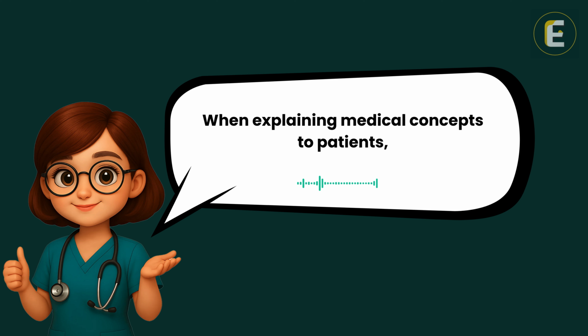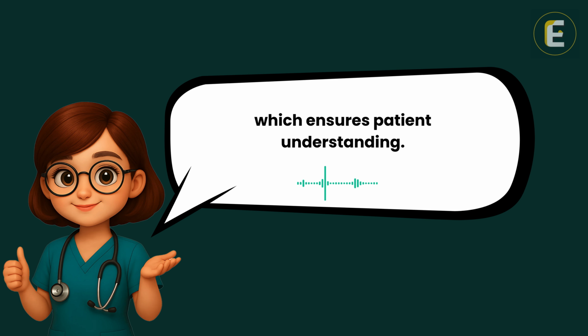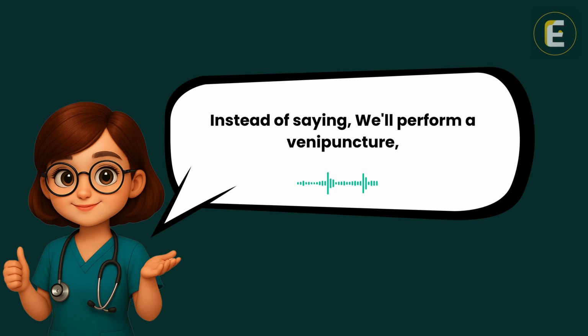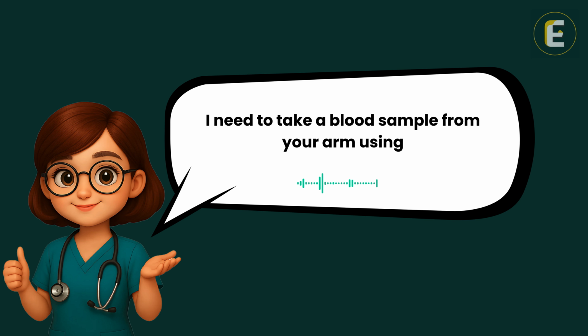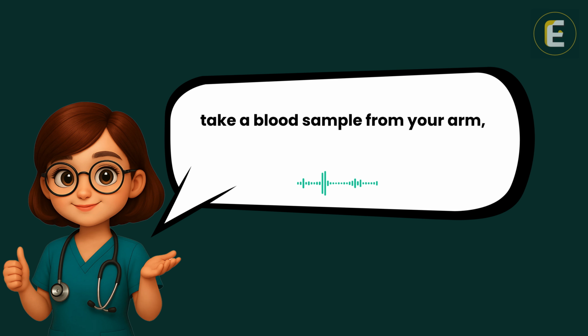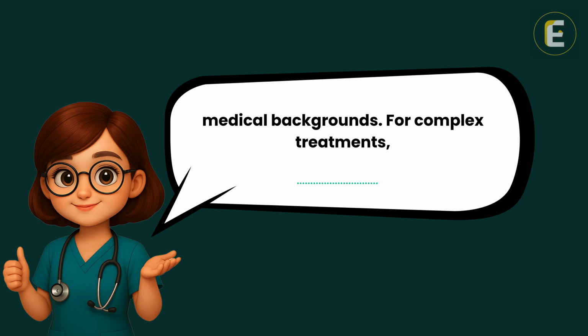When explaining medical concepts to patients, focus on using plain language, which ensures patient understanding. For example, instead of saying, "We'll perform a venipuncture," say, "I need to take a blood sample from your arm using a needle." This translation from medical jargon, venipuncture, to everyday language, "take a blood sample from your arm," makes the information accessible to patients without medical backgrounds.